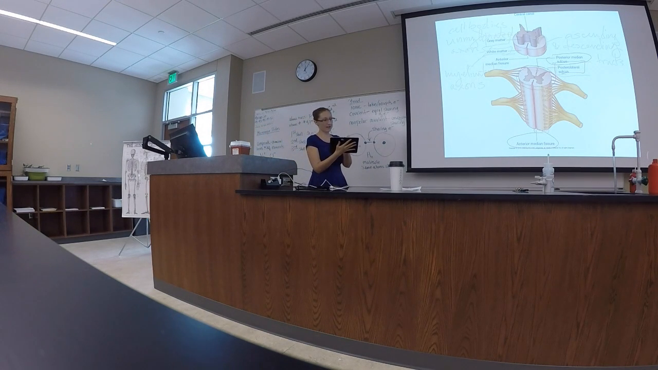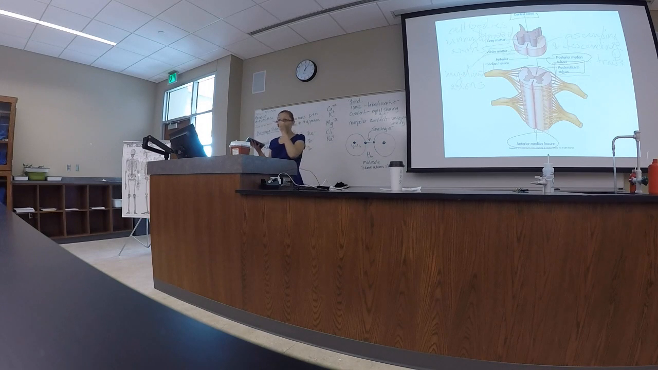So the central canal here was originally the interior of the neural tube, and now is a canal that is filled with cerebral spinal fluid, which allows for nutrient distribution and waste removal in the interior of the spinal cord.